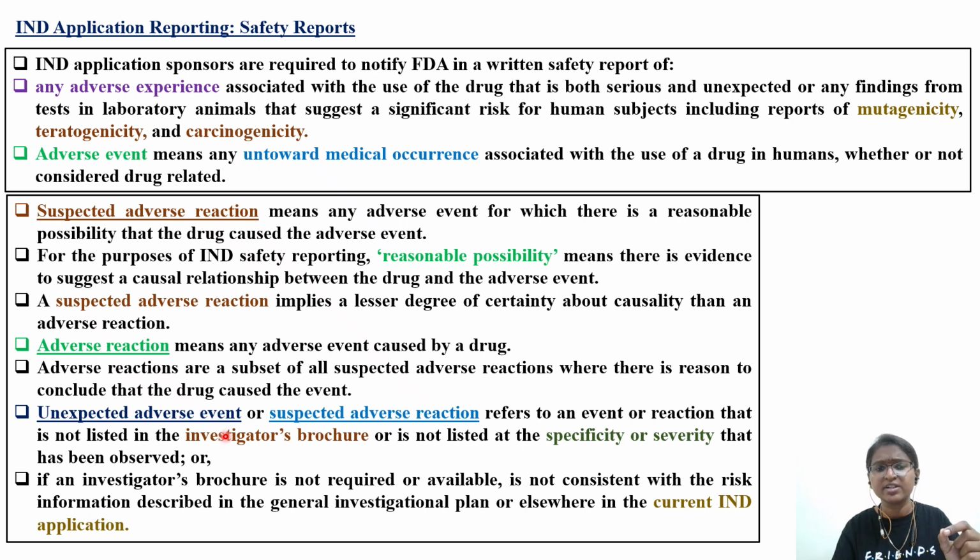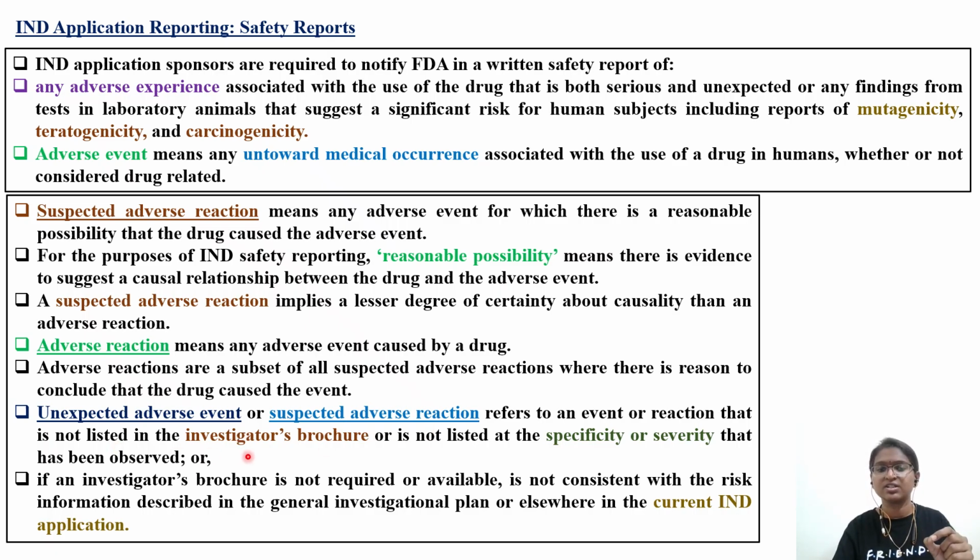An unexpected adverse event or suspected adverse reaction refers to an event or reaction that is not listed in the investigator's brochure. So you have to read about IB also. In that IB, you have some listed adverse events. If whatever is in the IB, if this particular thing is not listed, then that kind is called unexpected adverse event or suspected adverse reaction.